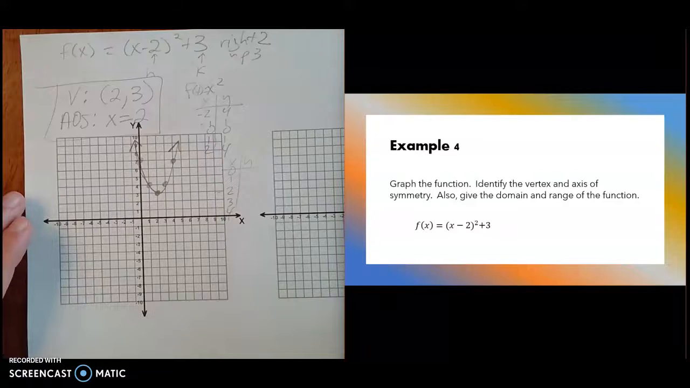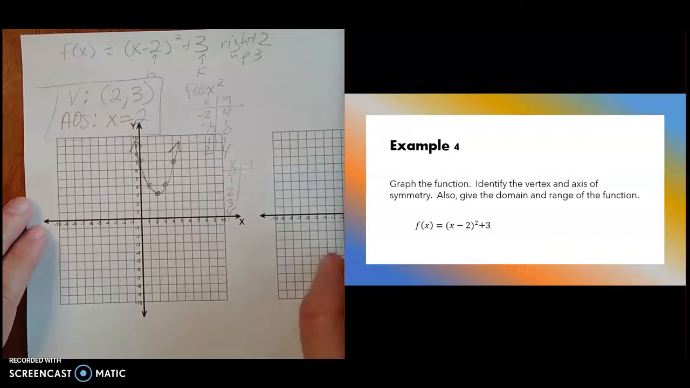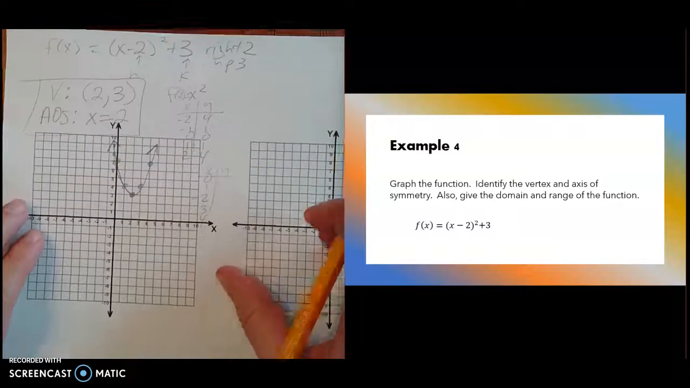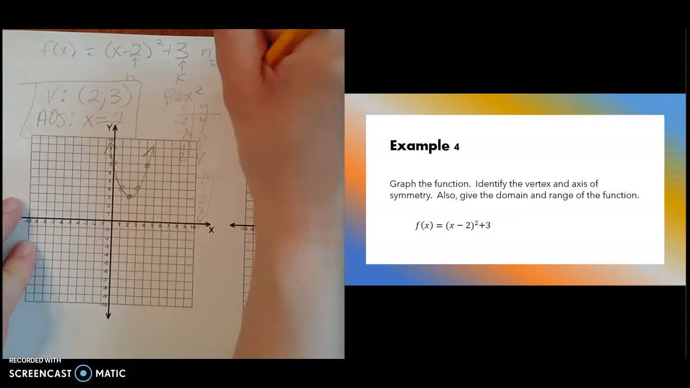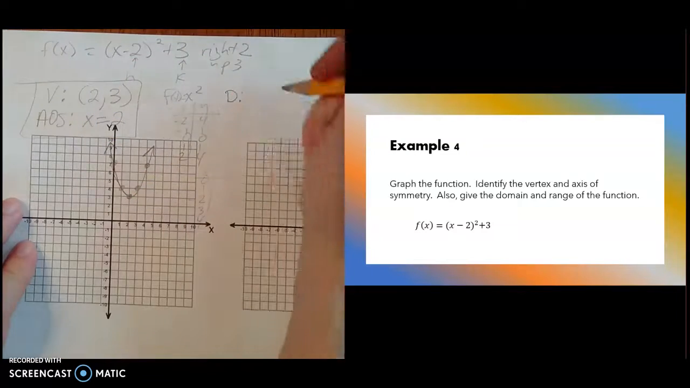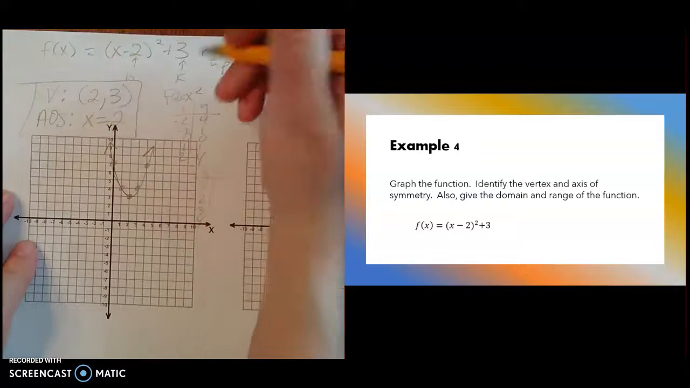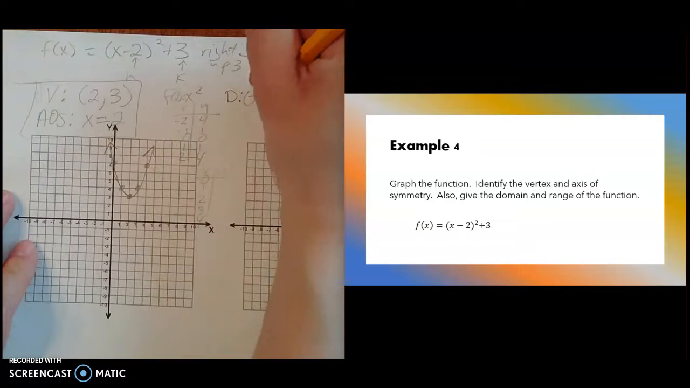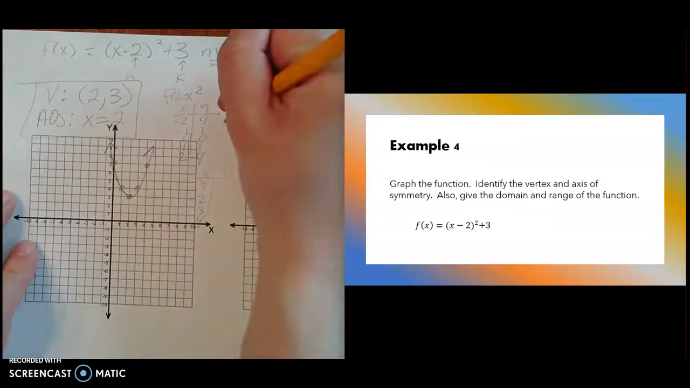Now that we have it graphed, so here's our vertex, here's our axis of symmetry, we can answer the other part of the question, which was, while we're at it, let's go ahead and do domain and range. So the domain for this function, well, it keeps going to the left forever, and to the right forever. Our domain is all real numbers. It's negative infinity to infinity.